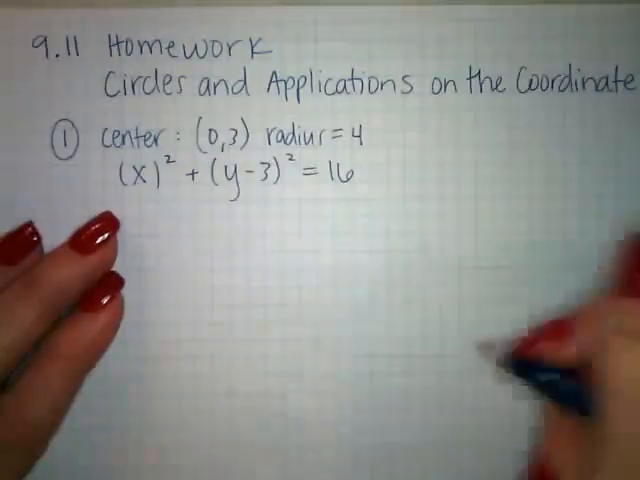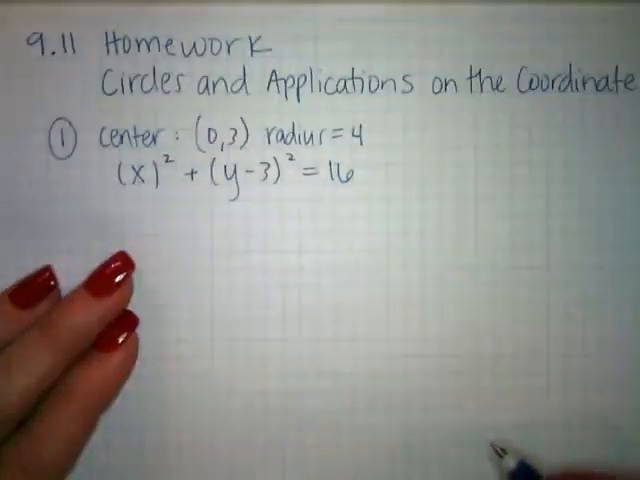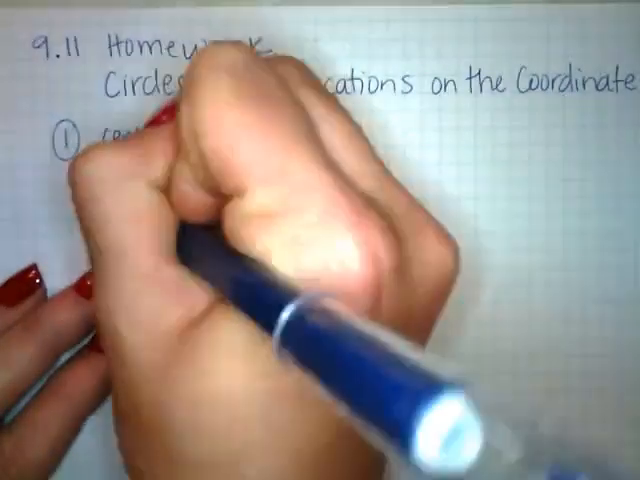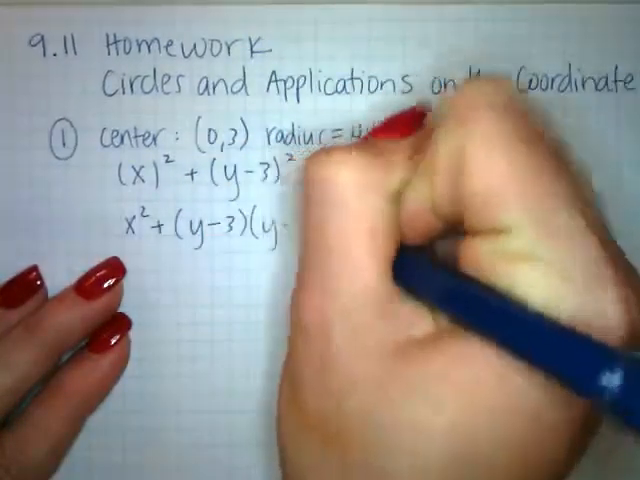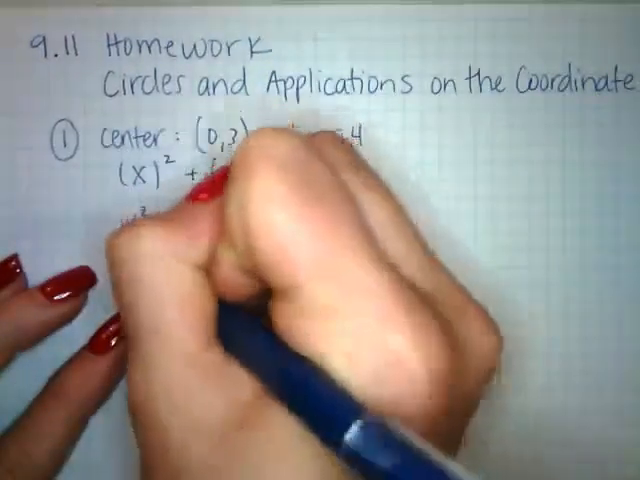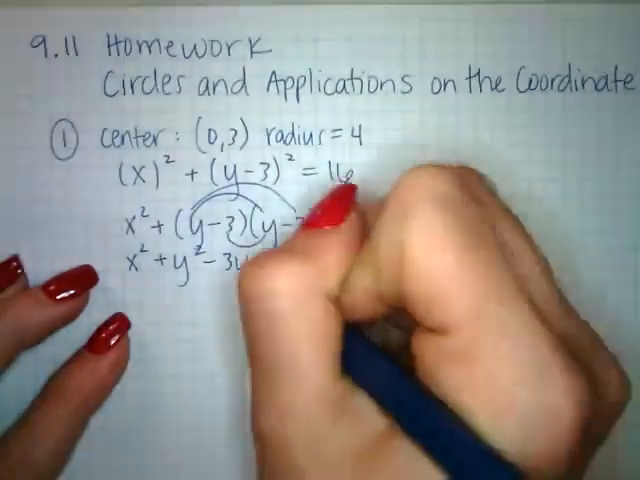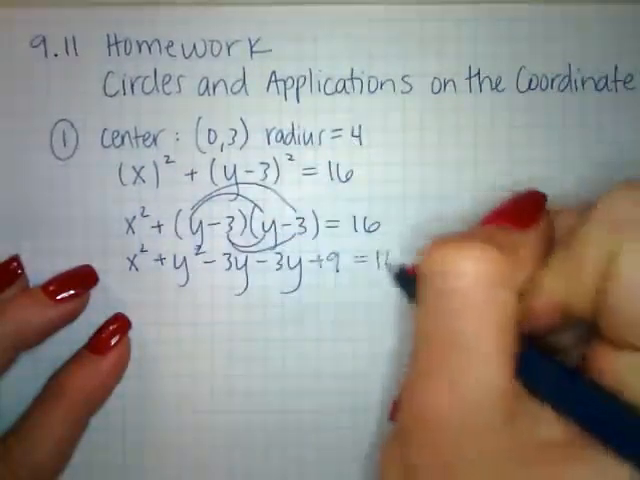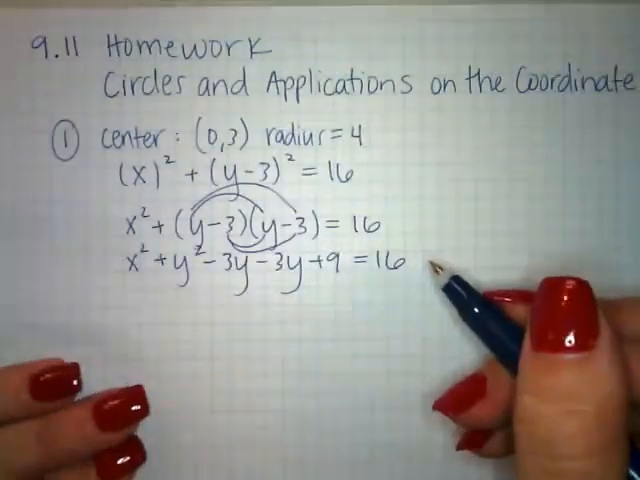Next, we're going to convert this to general form. To convert this to general form, remember, we are just going to FOIL this statement. So I have x squared plus y minus 3 times itself. Let's start the foiling process. That'll give me y squared minus 3y minus 3y plus 9 equals 16.